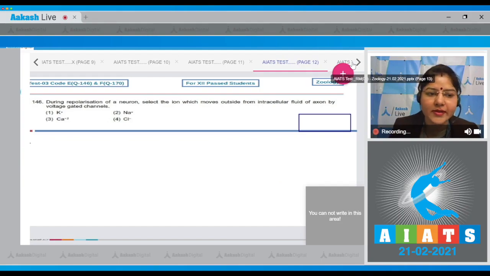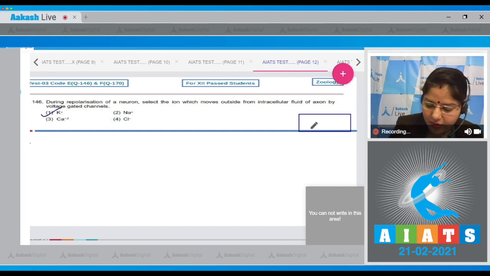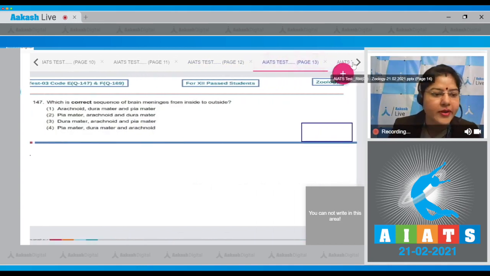Question number 146. During repolarization of a neuron, select the ion which moves outside from intracellular fluid of axon by voltage-gated channels. Repolarization is due to efflux of potassium ion. So correct answer to this question is option number 1. Let's move on to the next question.